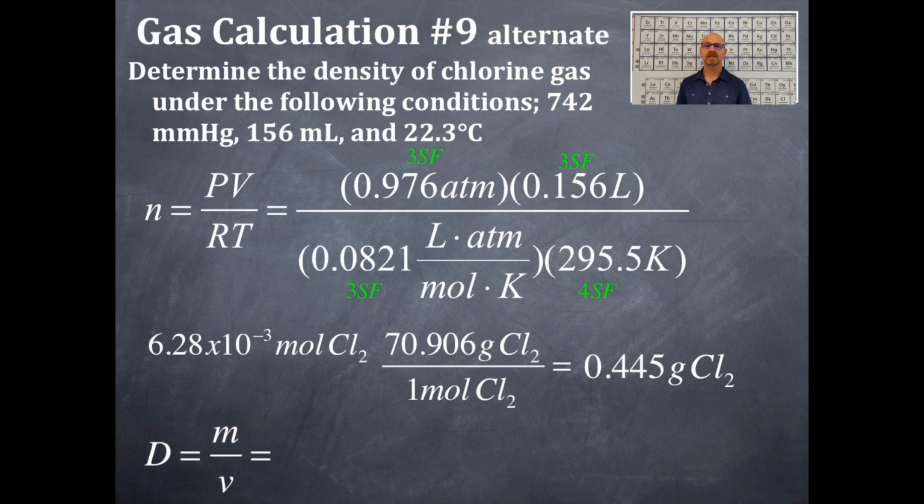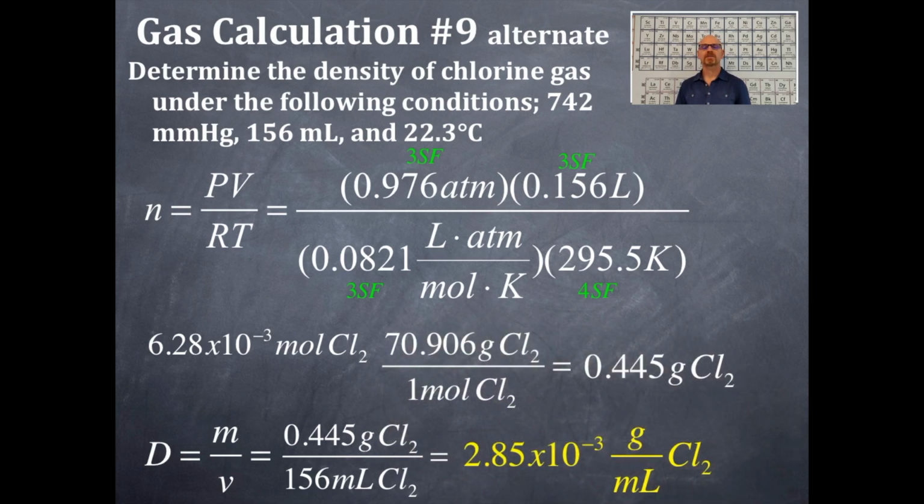And again, the density equation is mass per unit volume. So I'm going to plug in the mass, that is 0.445 grams of chlorine, and then I'm going to plug in the volume. This time I'm going to use the volume that's right there, and that's 156 milliliters. I have 3 significant figures in all these numbers, so my answer is going to have 3 significant figures. So I'm going to divide these two. The units don't cancel because it's grams per milliliter. And I got 2.85 times 10 to the negative 3 grams per milliliter of chlorine gas.